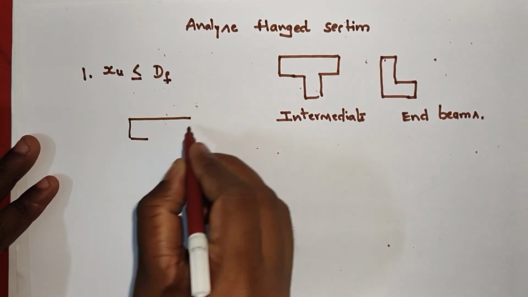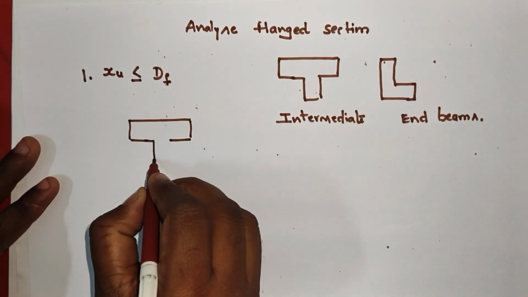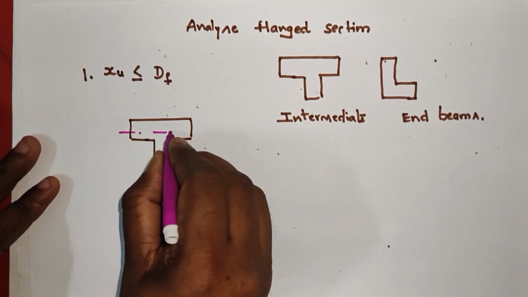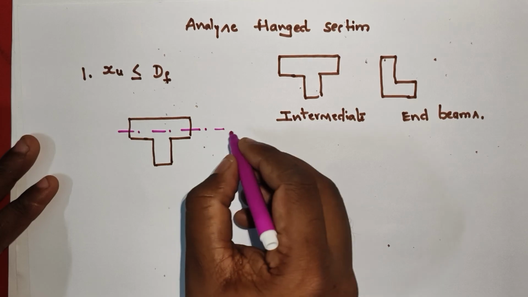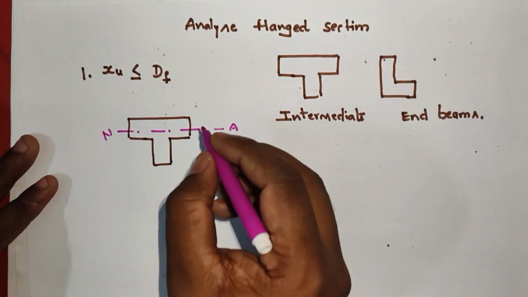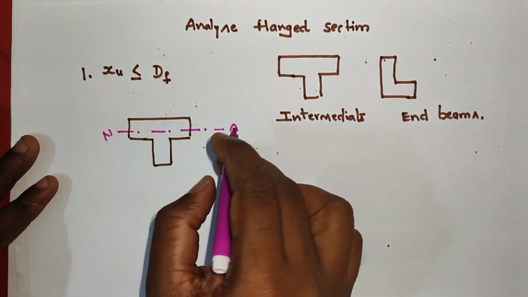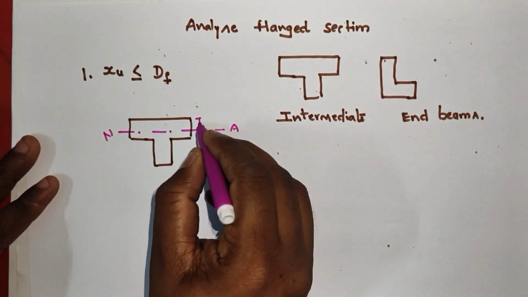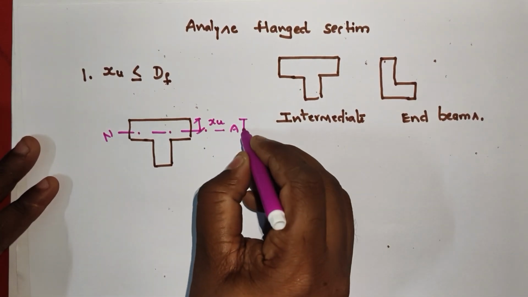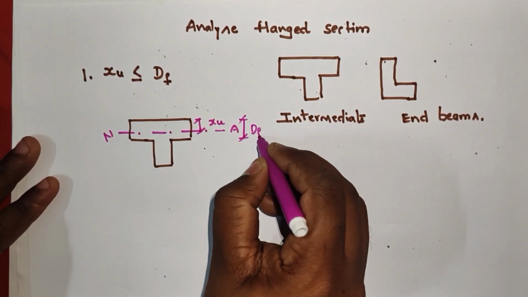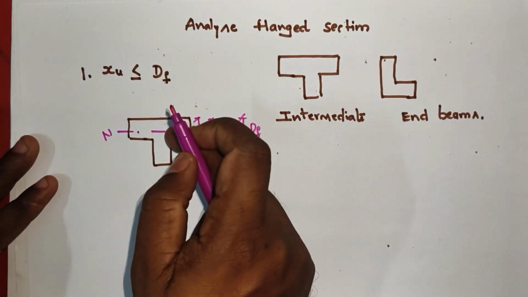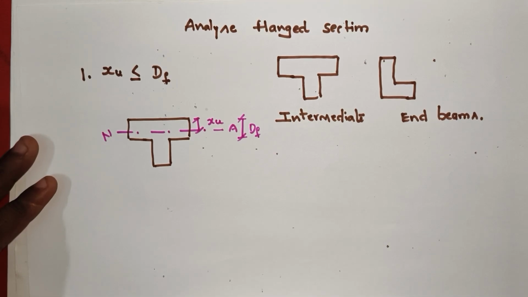Suppose it is our section. The depth of neutral axis, this is the neutral axis. This neutral axis is within the flange. Then we can say the depth of neutral axis is less than or equals to DF. This is XU. This is DF. XU less than or equals to DF means the neutral axis is within the flange. This is case number 1.